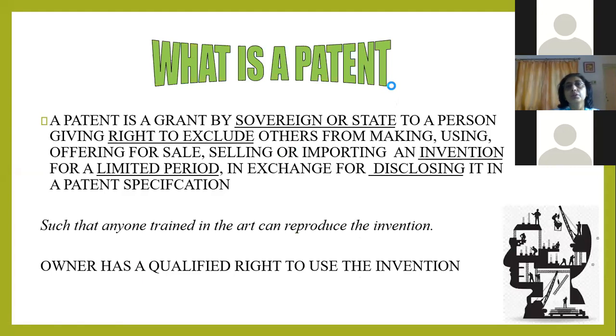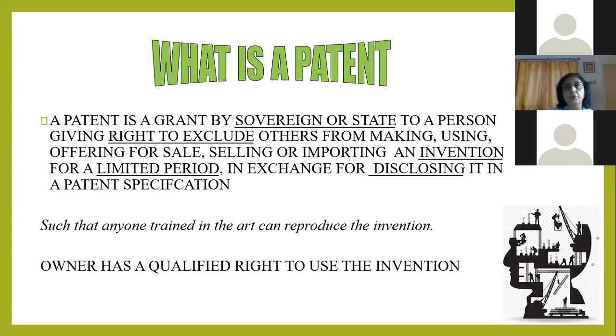Now, you must be knowing what is a patent. So let us just look at it once. A patent is a grant by the sovereign or state to a person giving the right to exclude others. So it is a negative right. It gives the inventor, or the person who is deriving title from him, the right to exclude others from making, using, selling, or offering for sale an invention for a limited period of time.